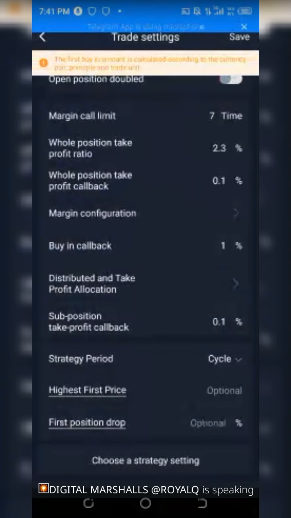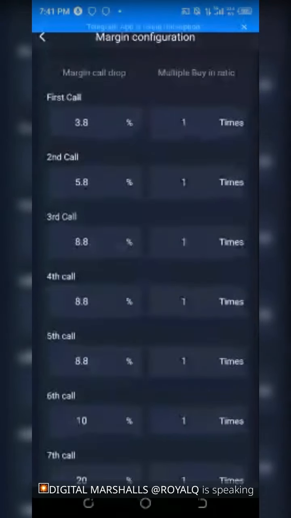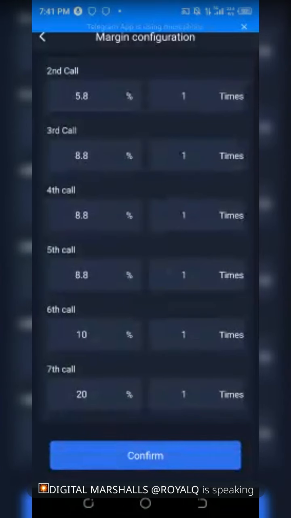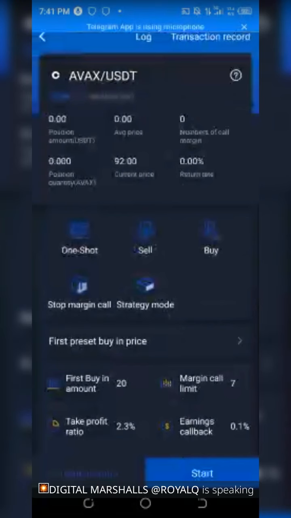And then our strategy period, look at it, is on cycle. I told you we are doing a cycle trade. So look at our configuration. Everything is set. Everything is well arranged for future purposes. And then our trade should be in cycle mode. The next thing you do is look at the right corner of your screen. You tap on the save button so that it can save everything you have done here. Good. So it has saved now.